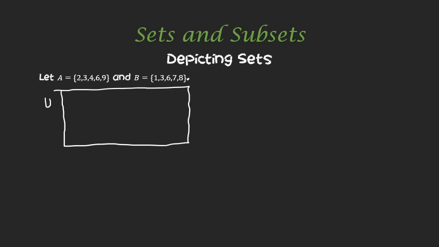Next, I'll notice some relationships between A and B. Notice that they both contain the element 3. 2 is an element of A that's not an element of B, and what else? 7 is an element of B that's not an element of A. So there's some things in B that aren't in A, there's some things in A that aren't in B, and there's some things that are in both of them. And so I'll depict that like this.